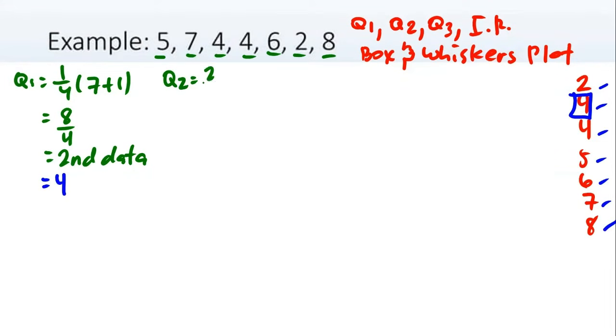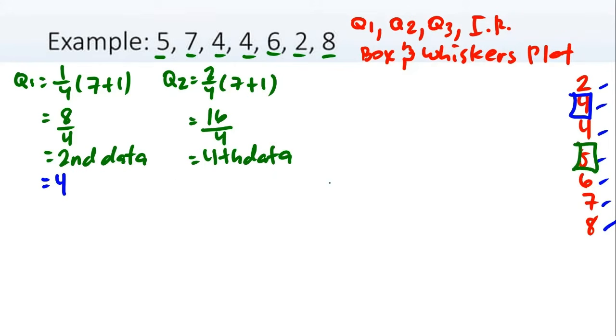How about for Q2? Q2 is equal to 2 over 4 times n plus 1. Sorry, it's not n plus 1, 7 plus 1. So 7 plus 1 is 8. 8 times 2 is 16 over 4. 16 over 4 is 4. Okay, so fourth data tayo. So pangilan na, asan dyan ang fourth data natin? Yung 5. So ito yung sagot natin for Q2.